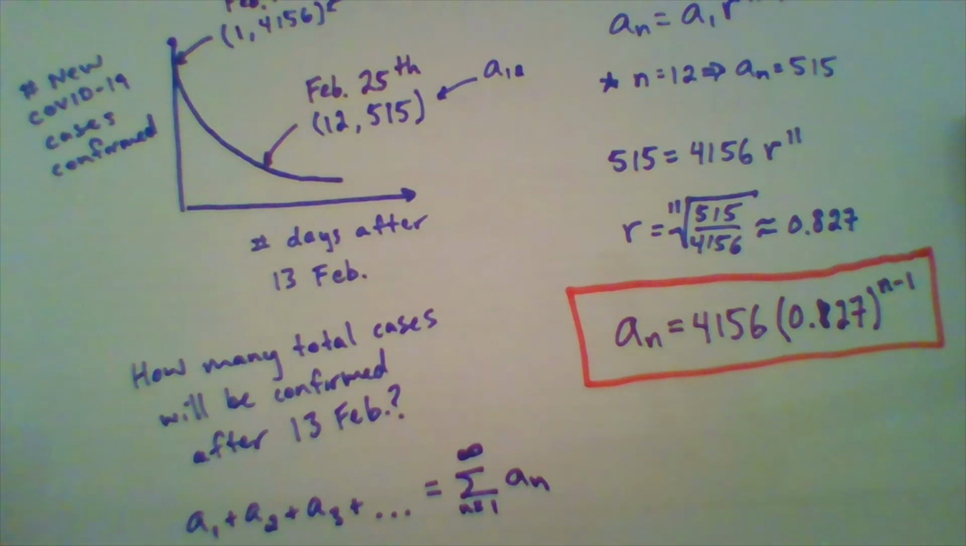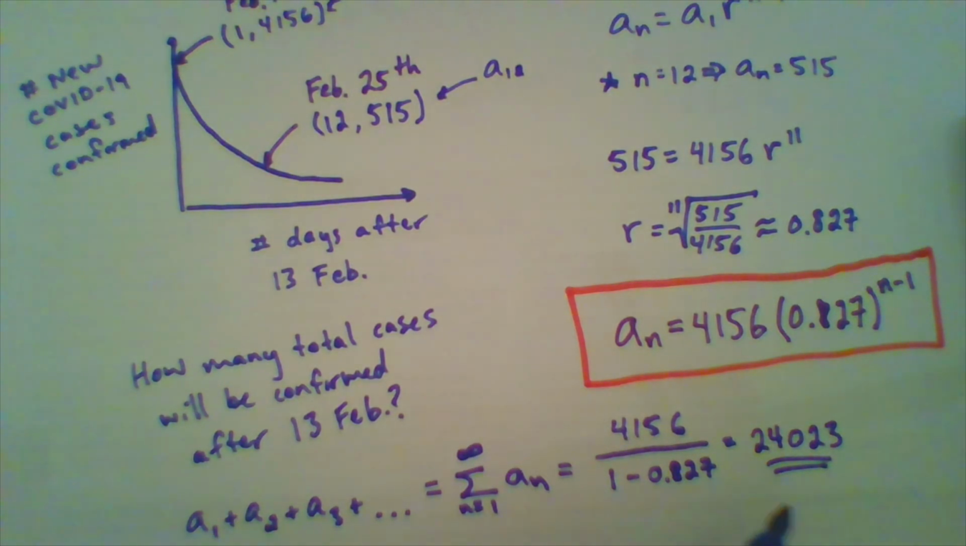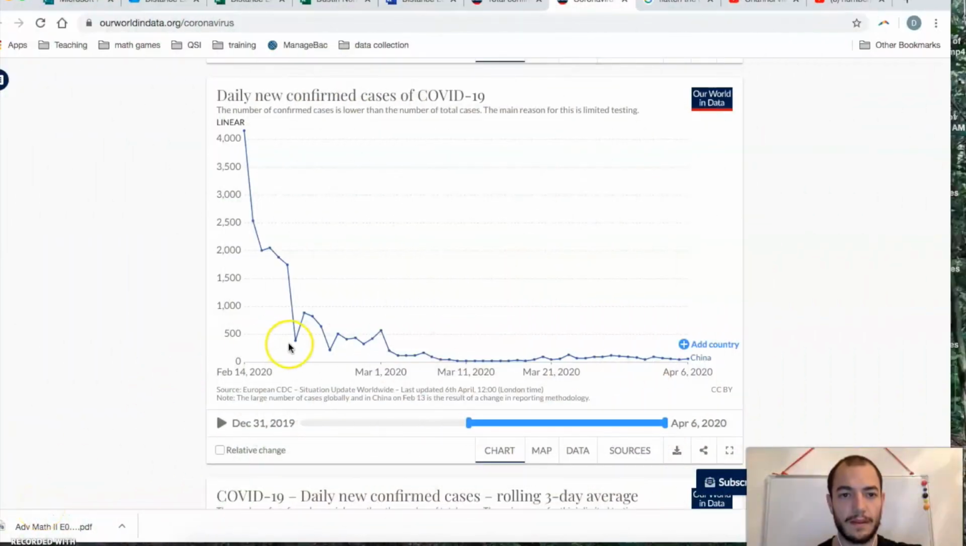Take a minute and pause the video and calculate that infinite sum and see what you end up with. So it's a big number. After the 14th of February, we estimate that if the model were to continue in the pattern that we designed infinitely long, in total we would get about 24,023 total cases confirmed after the 13th of February. So now if we took a look back at the actual real-world data from China, we had this curve, and we assume that if this pattern were to continue infinitely long, then we would end up with about 24,000 cases after the 13th of February.